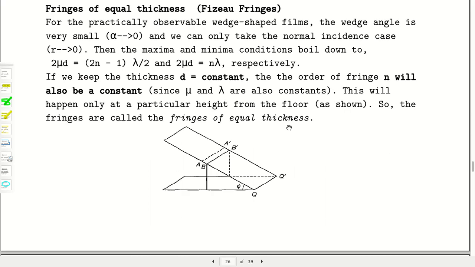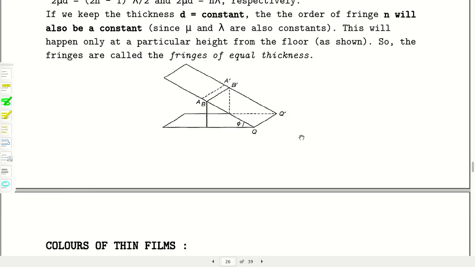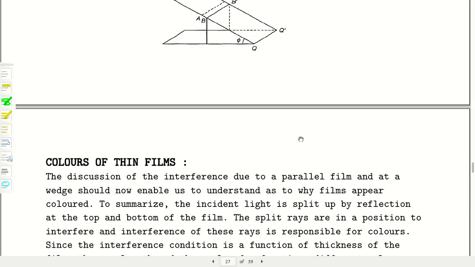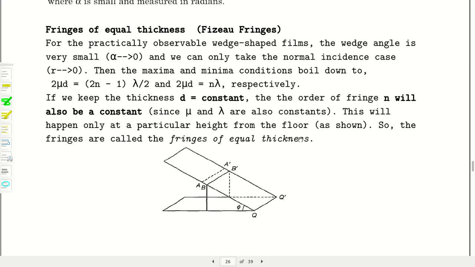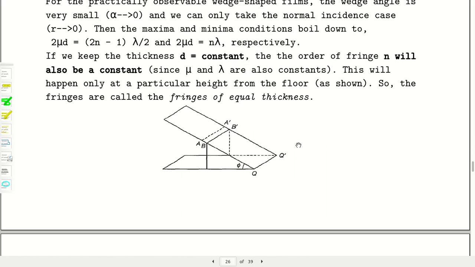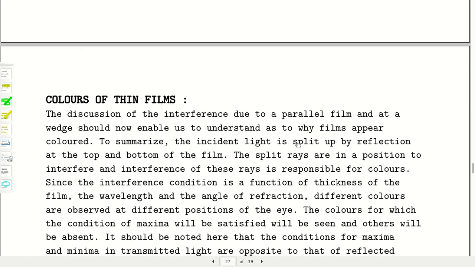fringes. This is a very important thing, because we will show other fringes which also happen due to interference, but are not fringes of equal thickness. I will come to that later in my talk.